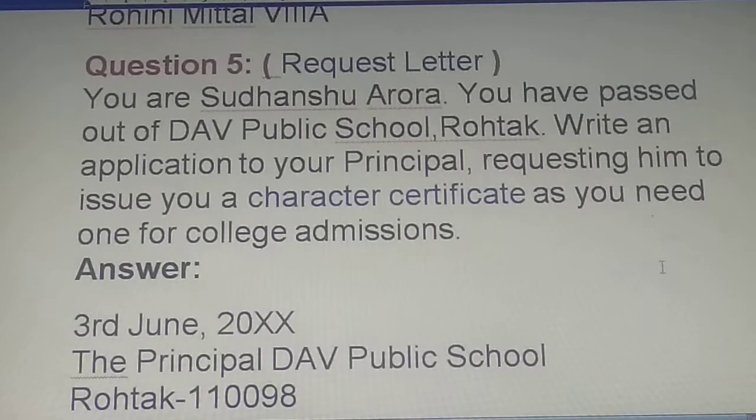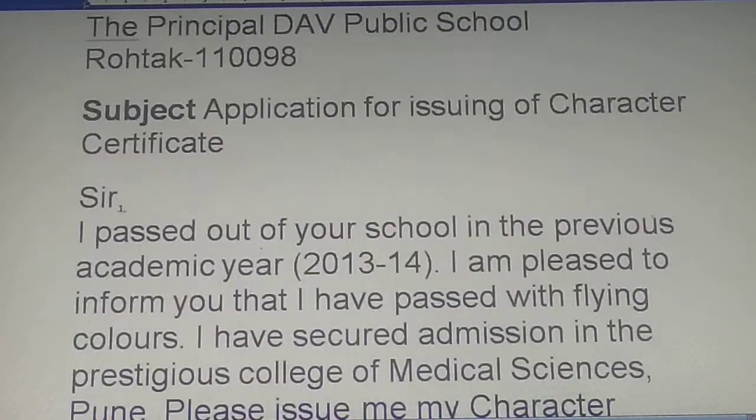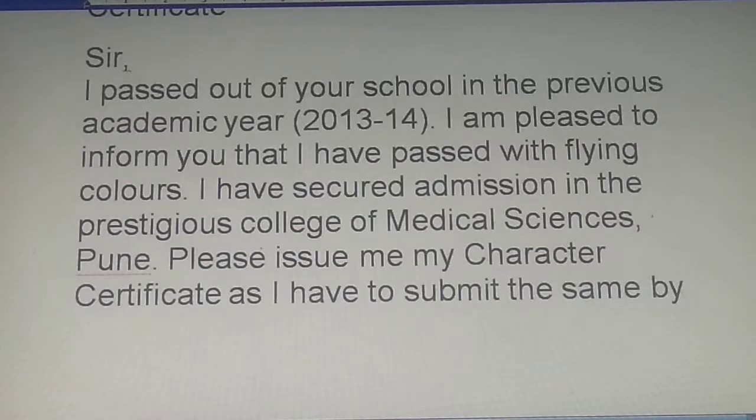So, request letter. Yes, asking for character certificate. So, the address of the school. You have to address to the principal. Then subject. Application for issuing of character certificate. Sir, I passed out of your school in the previous academic year 2013-14. I am pleased to inform you that I have passed with flying colours. I have secured admission in the prestigious College of Medical Sciences, Pune.